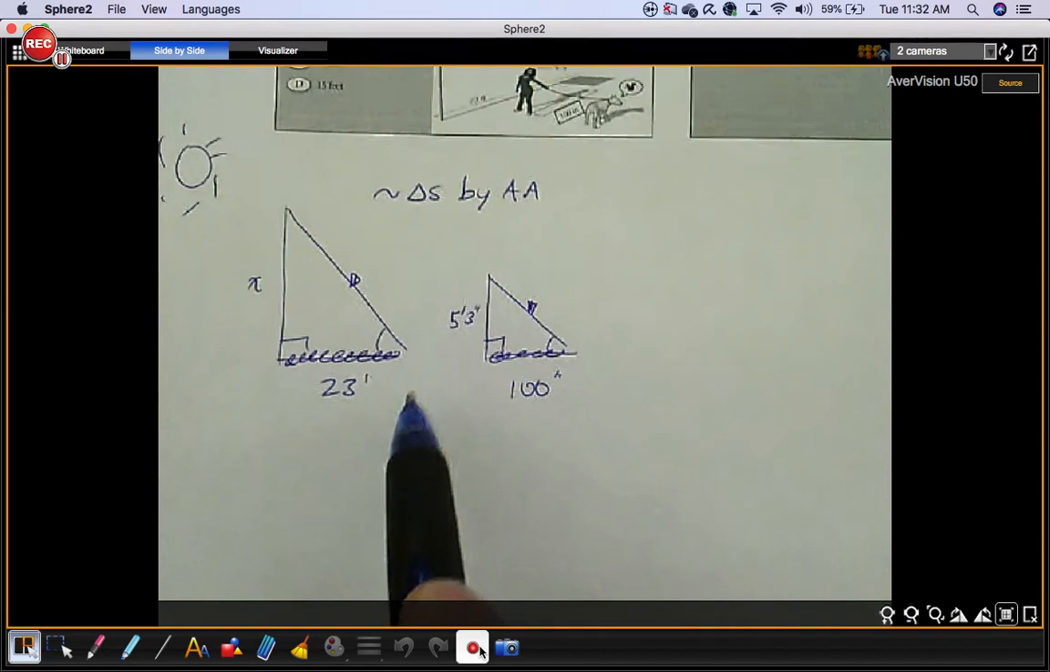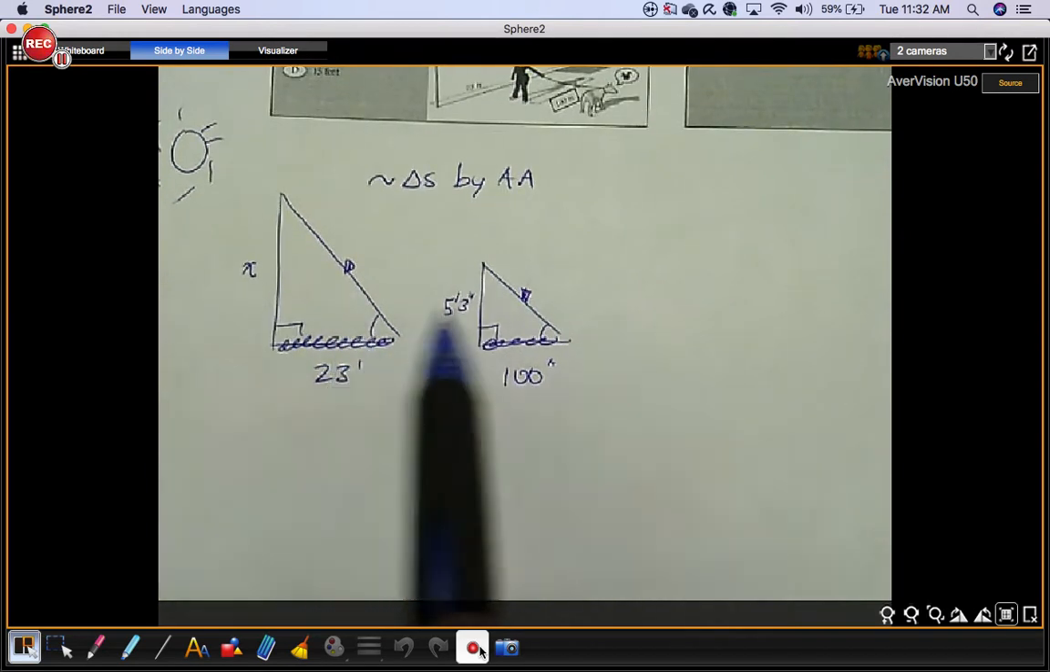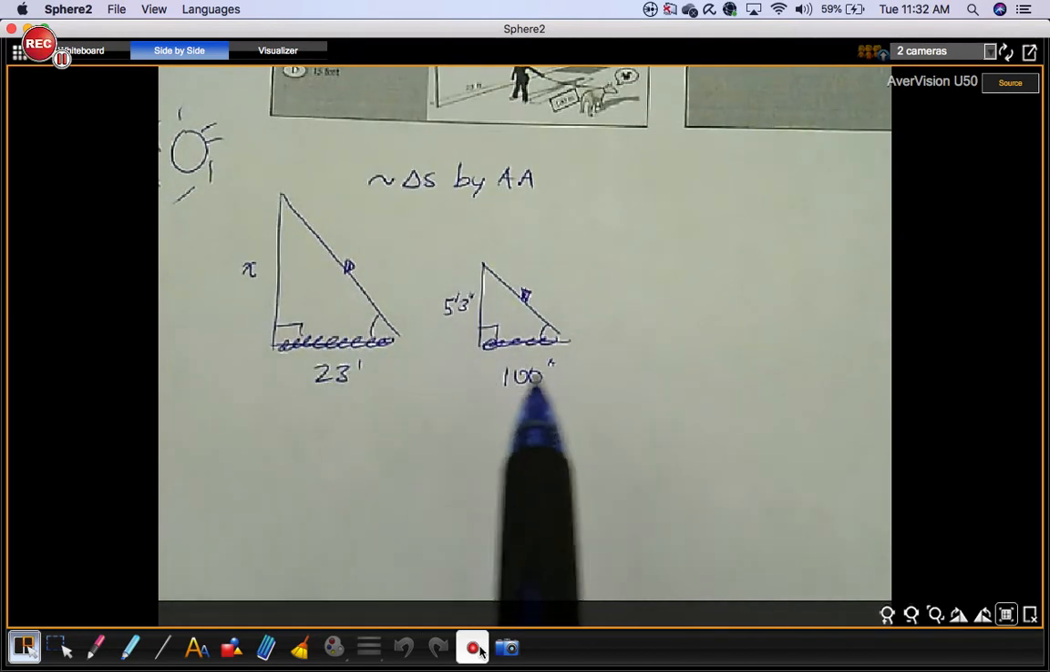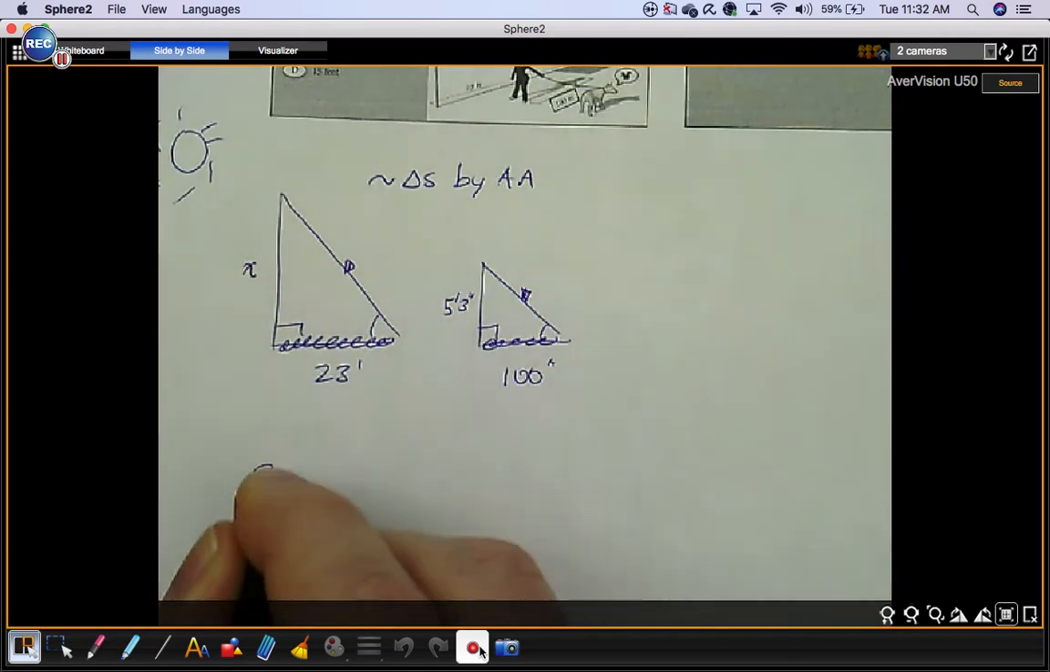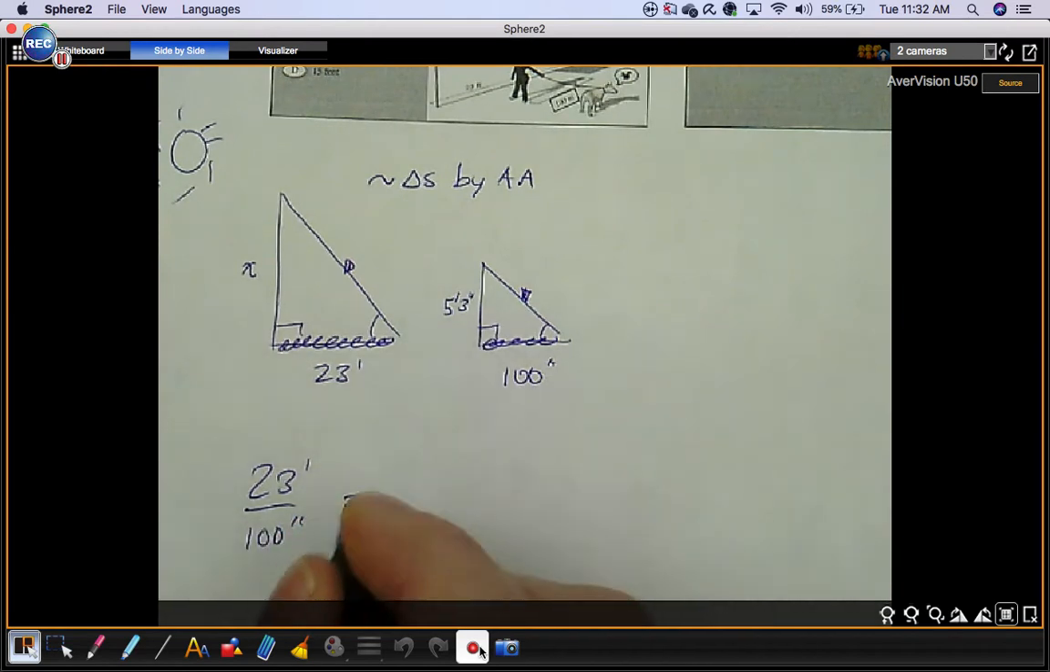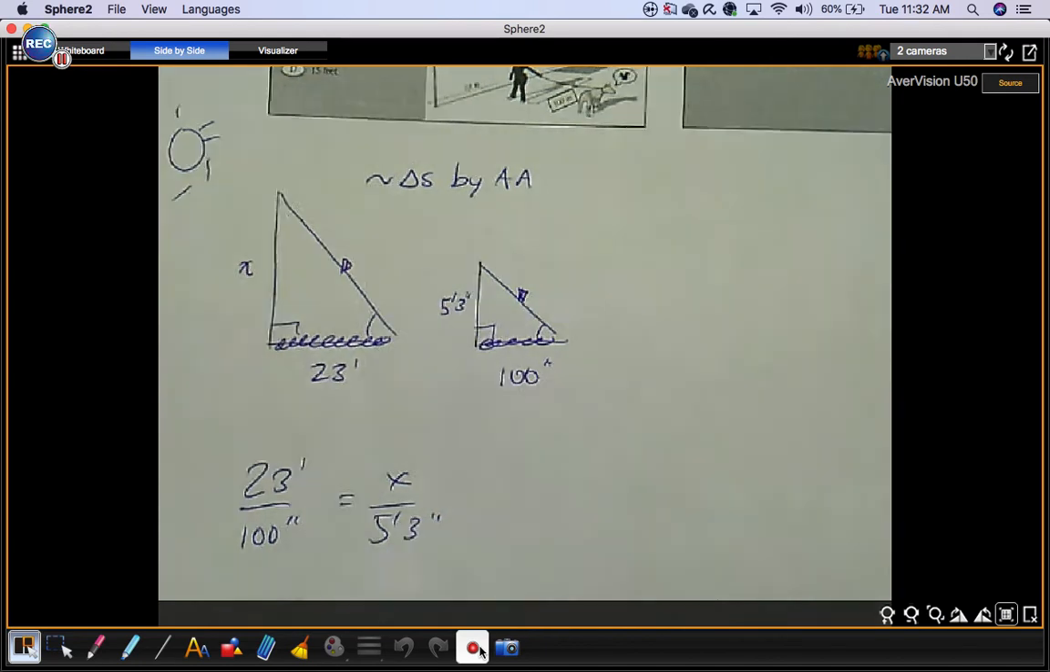So here's what we're going to go with. Since these are similar, this to this is going to equal this to this. So 23 feet to 100 inches is going to be the same thing as x to 5 foot 3 inches.